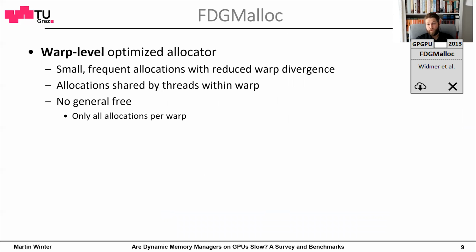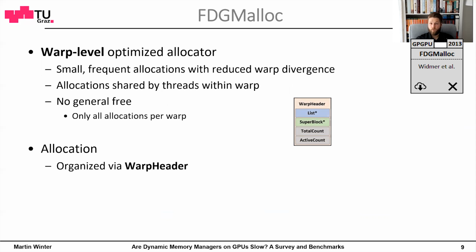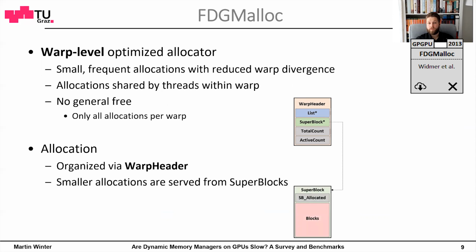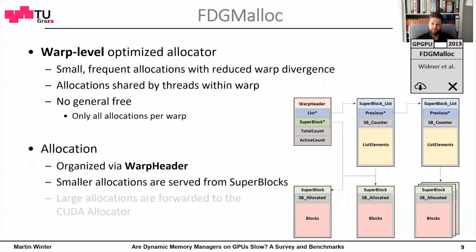In 2013, Widmer and colleagues introduced FDGMalloc, a warp-level optimized allocator designed for small, frequent allocations with the goal to reduce warp divergence. Allocations are always shared by all threads within a warp, and there is no general free mechanic. One can only release all memory on a warp basis. Allocations are organized in a so-called warp header, which keeps track of the allocation state. Small allocations are handled by reserving memory on superblocks. Their most recent is kept extra, while the rest are stored in fixed size lists. As these lists are fixed size, multiple lists might be instantiated. Large allocations are forwarded to the CUDA allocator.